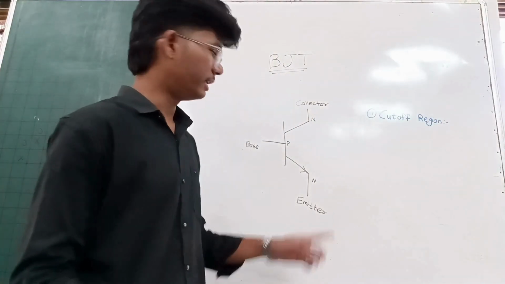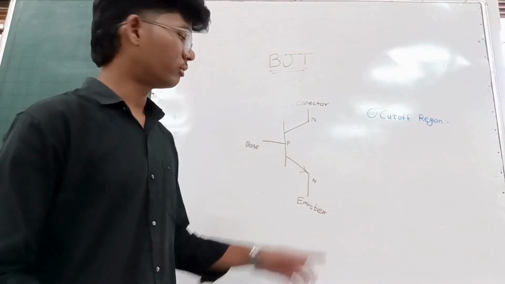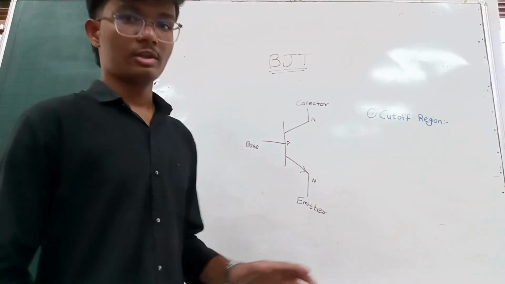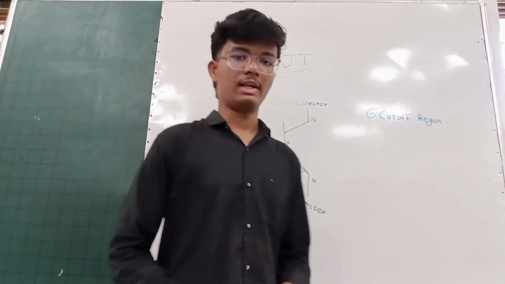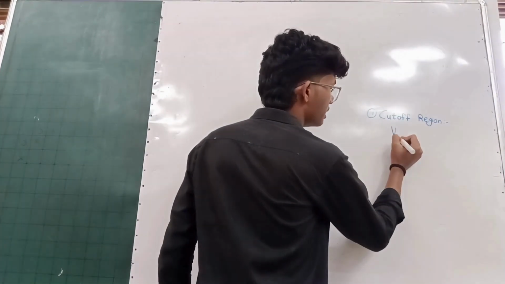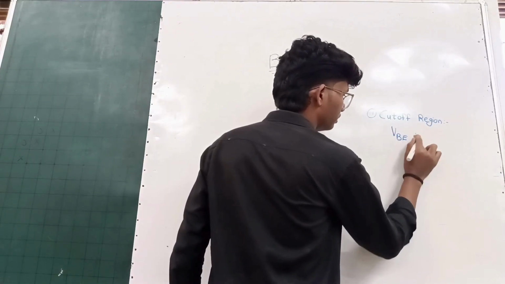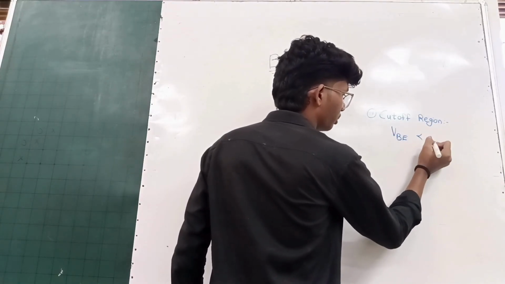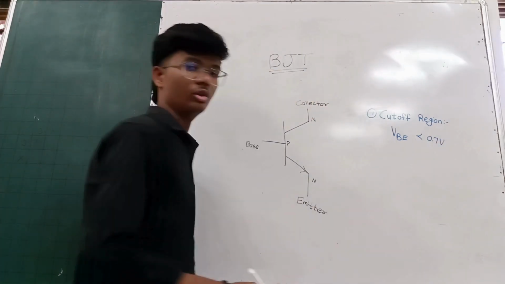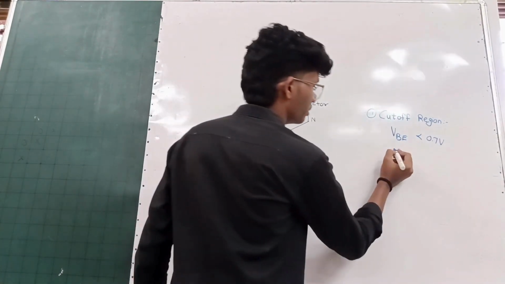The electrons in the N terminal require a minimum of 0.7 volt of input voltage to travel from the N terminal to the P terminal. So, if the input voltage, that is VBE, is less than 0.7 volt, then no electrons can travel from the N to the P terminal. It means that IB is equal to 0.